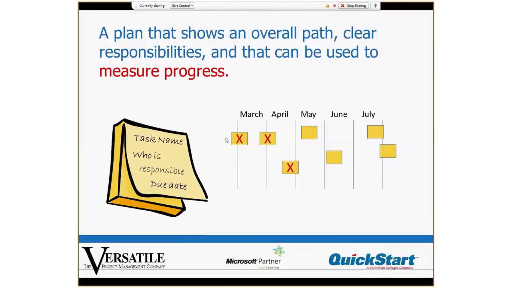Now, you'll notice that the other part of this success factor is that we have a plan here that we can use to measure progress. So you can see here that this plan can be so important. It's pivotal to project success. It helps us see the big picture. It helps us see clear responsibilities, and it can be used to measure progress.